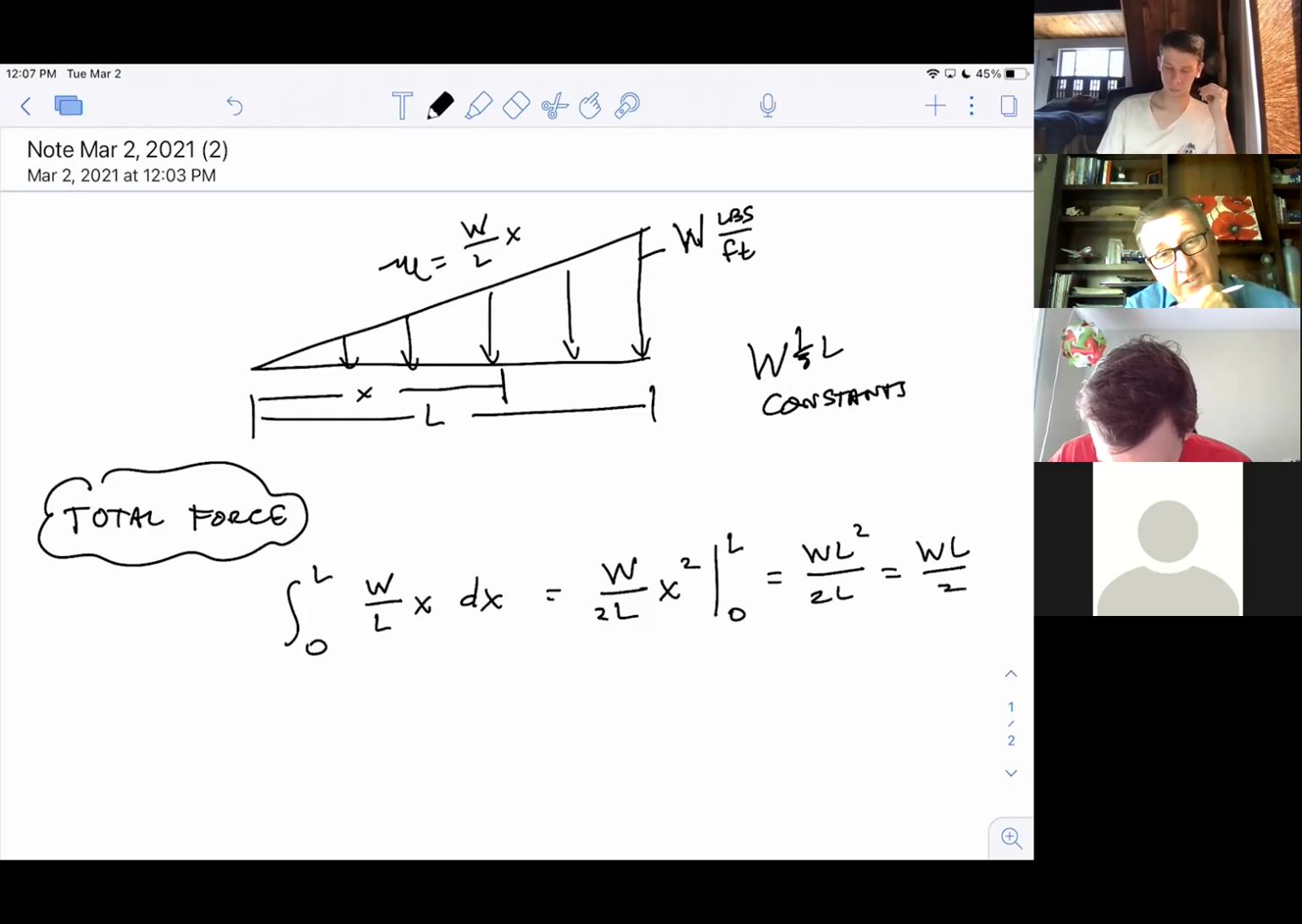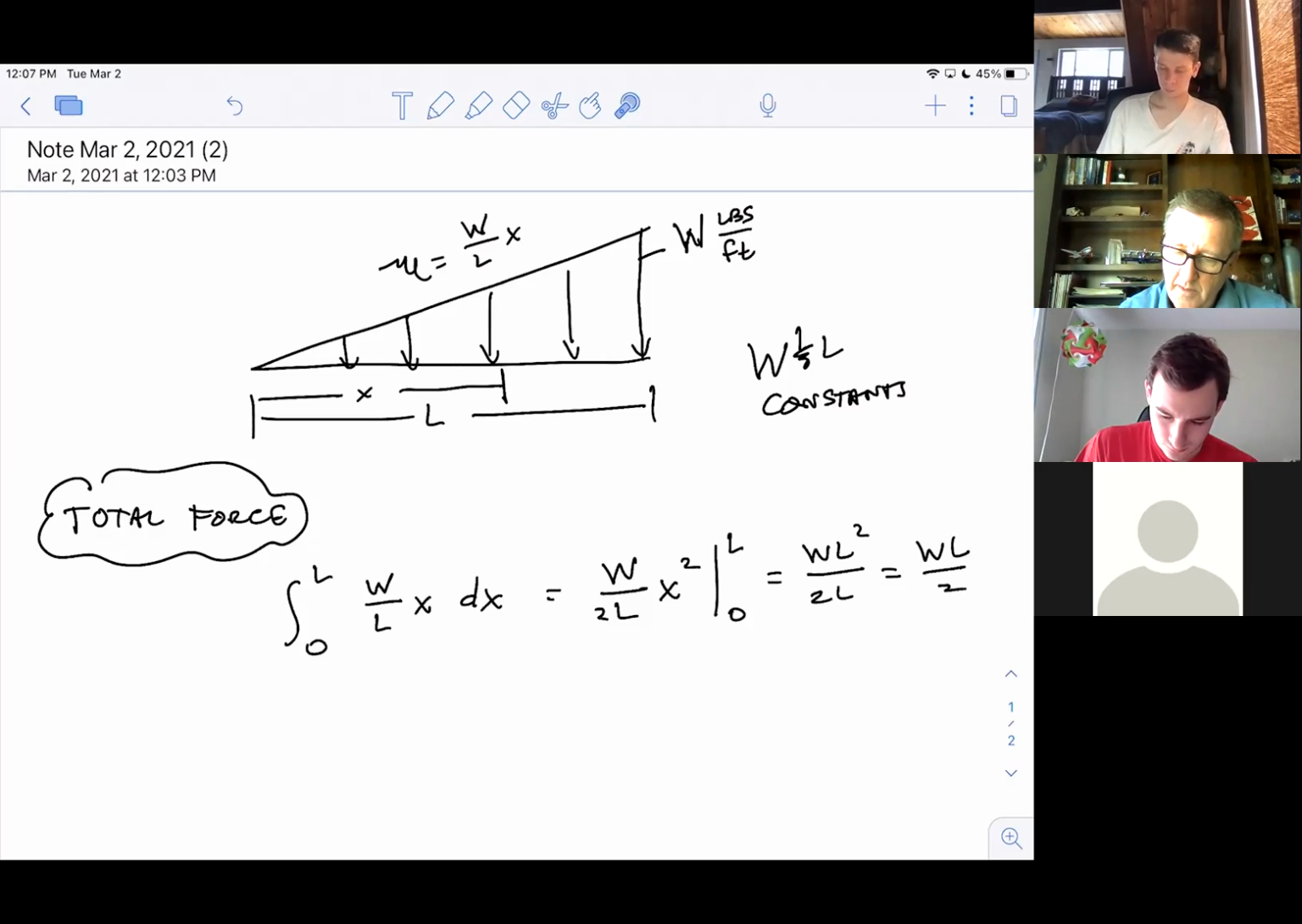That the area, because it's a triangle, the area would just be, well, the height of one side, which is W, the height of this side, which is W, and the length over here, multiply those together and divide by 2. Like, we don't really need calculus to find this, right?